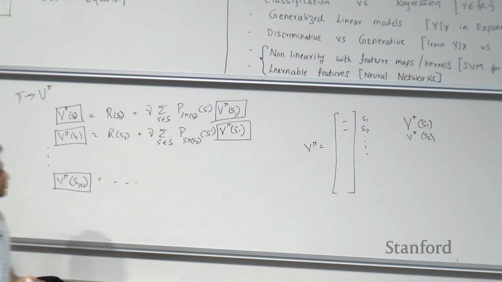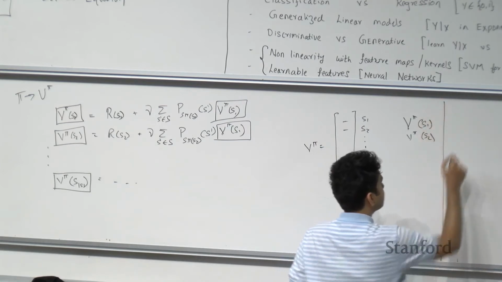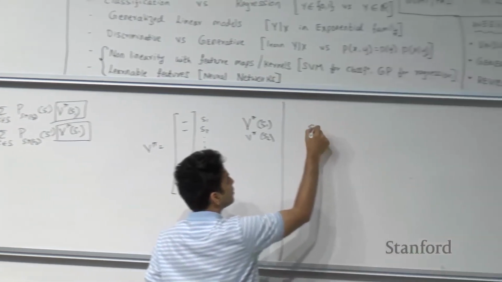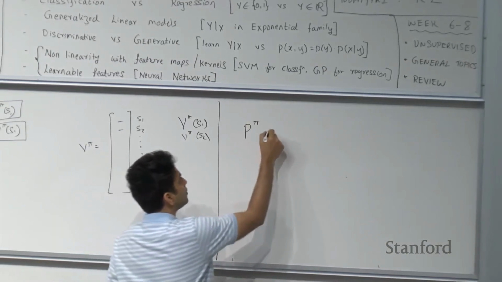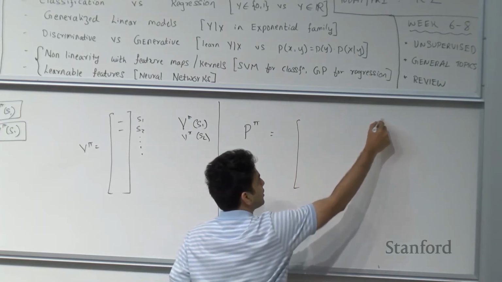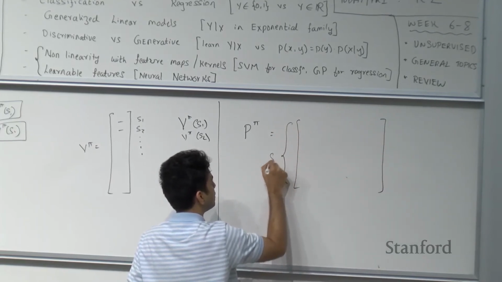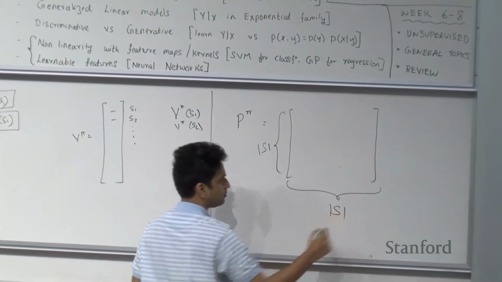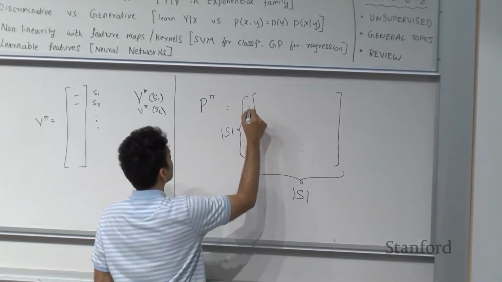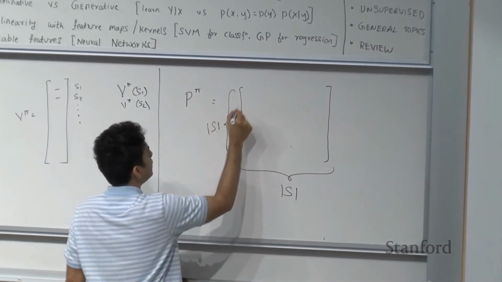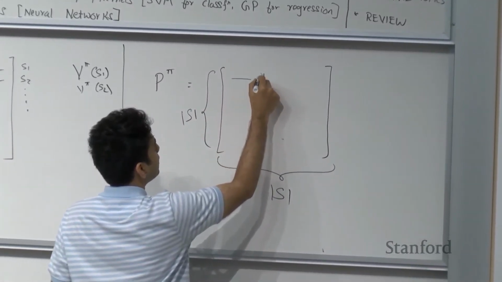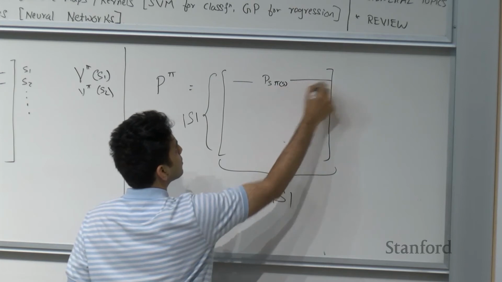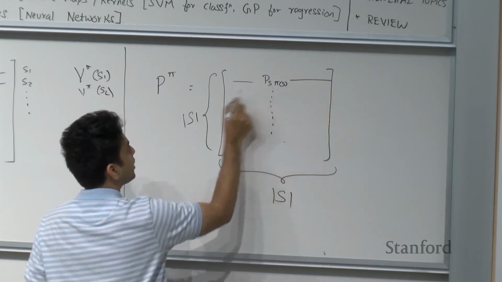To make this more concrete, let's define this matrix P pi. So let me write it a little bigger. Let's define P pi to be a matrix of size S cross S. So you have one row per state and one column per state. And here, each row of P pi is basically P s pi of s, where s indicates the row number.